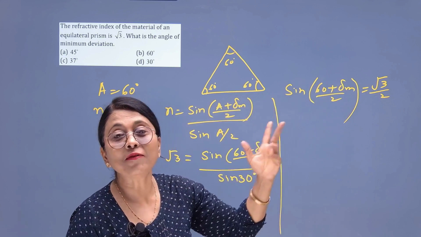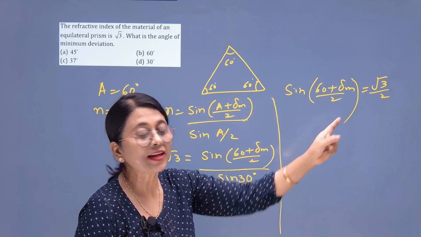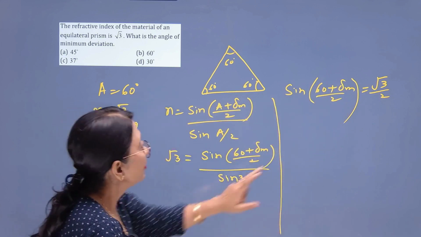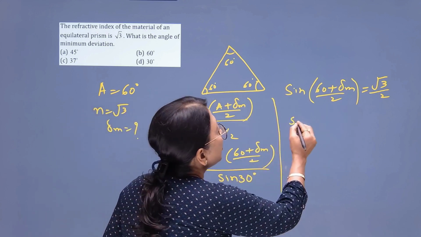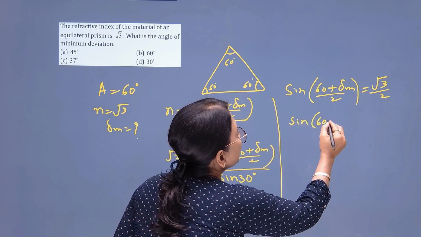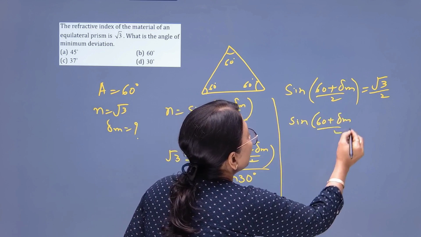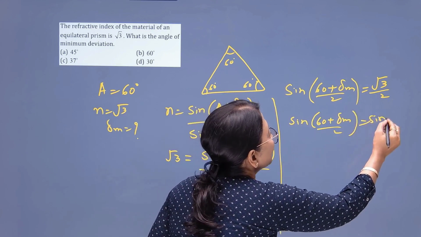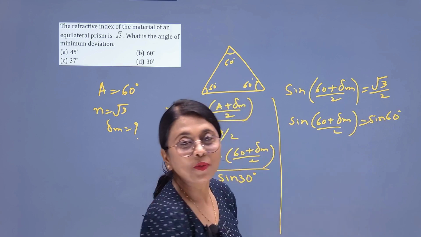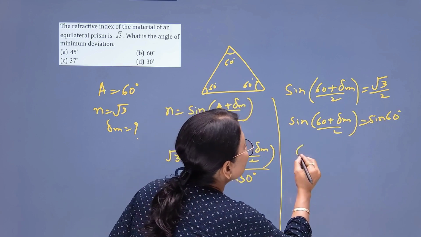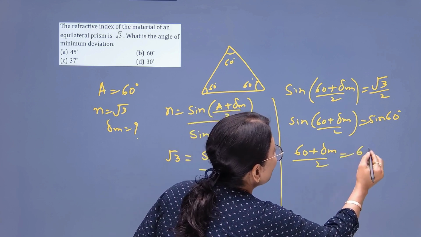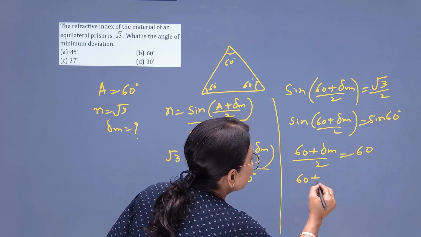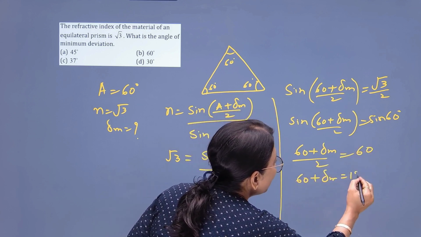Root 3 by 2 kiski value hoti hai? That is your again sin 60. So we place sin 60. Now if I write it, this will be your sin 60 plus del m by 2 is equal to sin 60. Sin goes from both the sides. You are going to get 60 plus del m by 2 is equal to 60. So 60 plus del m is equal to 120 degree.